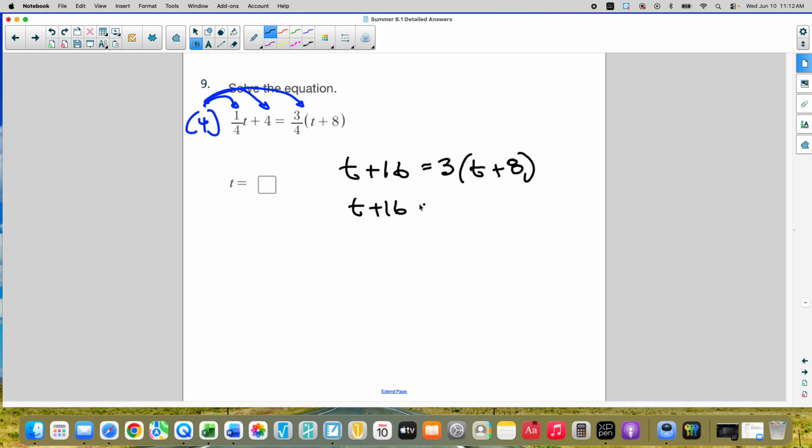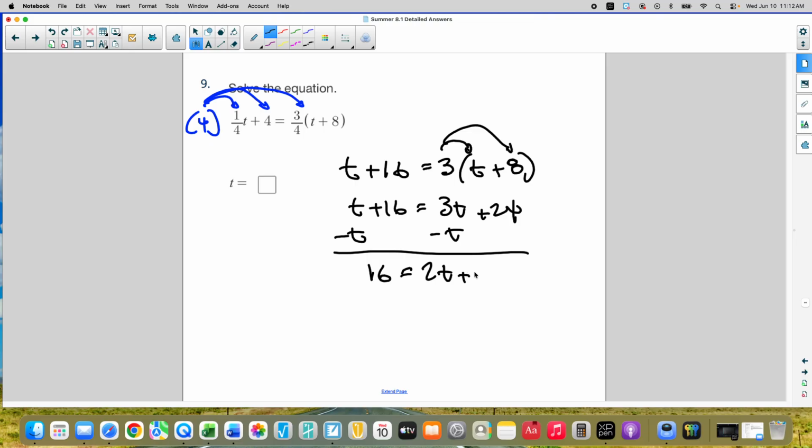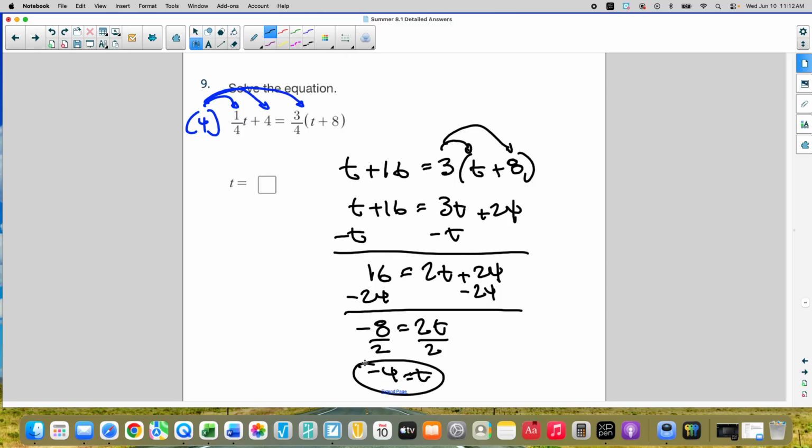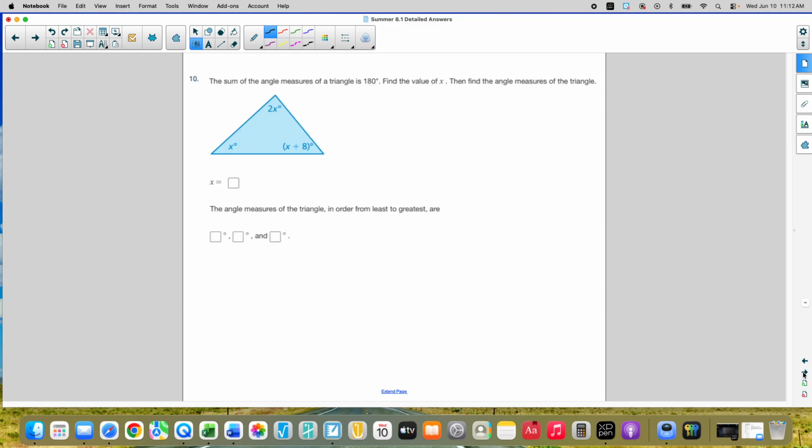T plus 16 equals 3t plus 24. I'm going to subtract my t. 16 equals 2t plus 24. Subtract the 24. This gives us negative 8 equals 2t. And I'm going to divide by 2, and we get negative 4 equals t. Same answer, just a little bit more efficient. Both are correct answers.